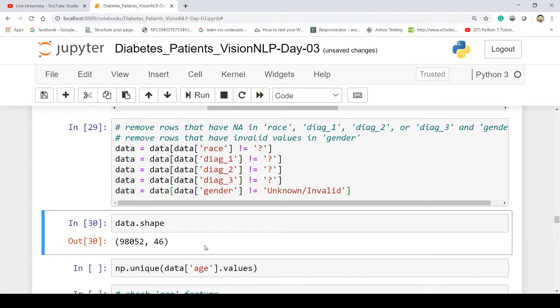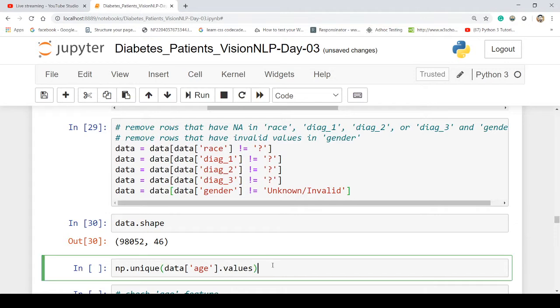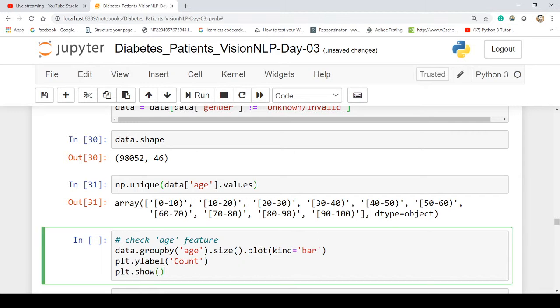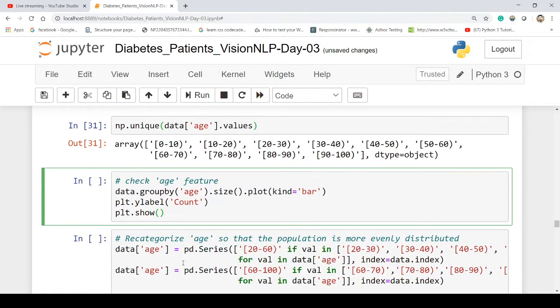So yeah, it's 46. Now we can find the unique values in my data set. In my age, I have intervals like 0 to 10, 10 to 20, up to 90 to 100. So we can just check. Now check the age feature. In my age I have these many groups, like 1, 2, 3. So I can group by all of them, and I can see the plot.